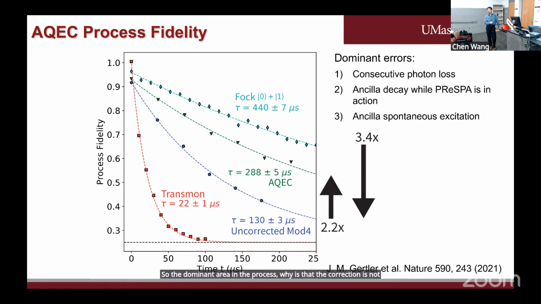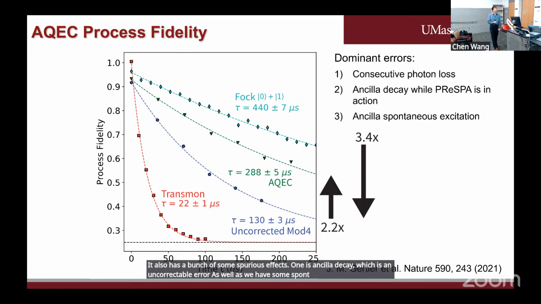So there's a second order process, there's consecutive photon loss. It also has a bunch of spurious effects. One is ancilla decay, which is an uncorrectable error, as well as some spontaneous excitation coming from the thermal process on the transmon, which is a very damaging process in this experiment.